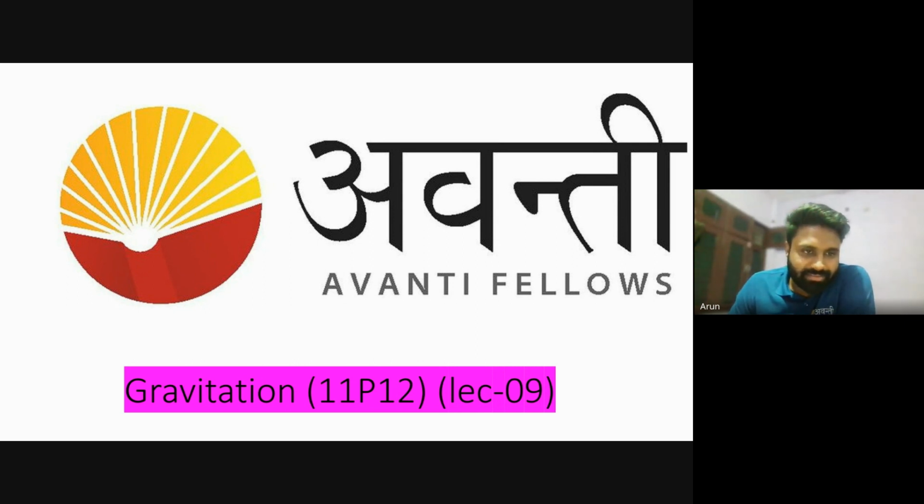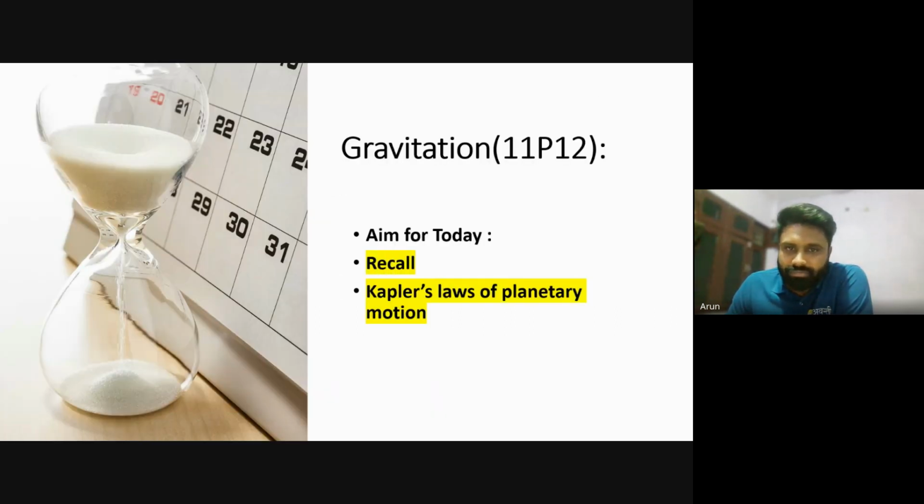Let me just take the pen. So today we are going to learn basically about Kepler's laws of planetary motion. In the previous lecture also we have covered some part of it, but today we will revise it and then proceed to the further laws. Then we will cover the rest of the lecture. Firstly, we will recall some concepts.